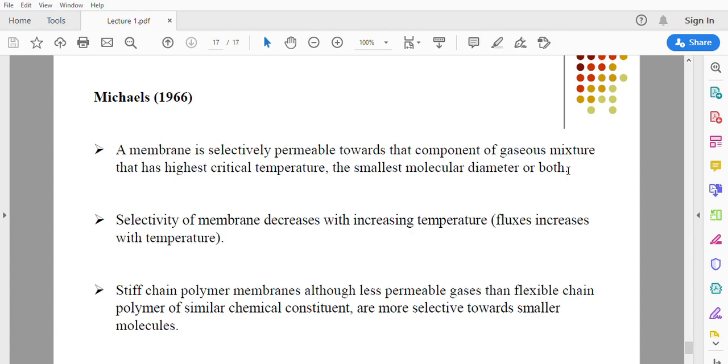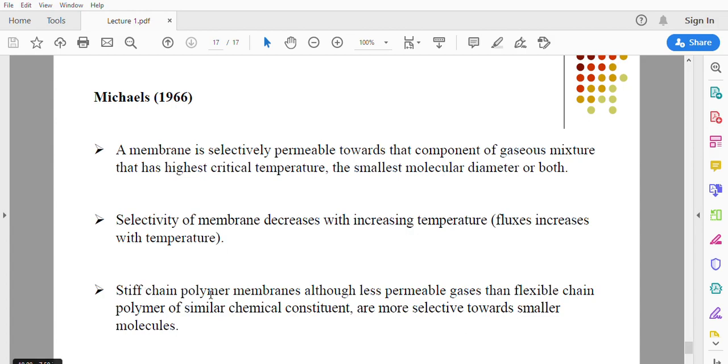The second condition is that the selectivity of the membrane decreases with increasing temperature, but fluxes increase with increasing temperature. So your permeability increases with increasing temperature, but the separation factor or selectivity decreases. If you increase the operating temperature of the system, you will get a higher stage cut and higher output, but the quality of your product, or your separation, will reduce.